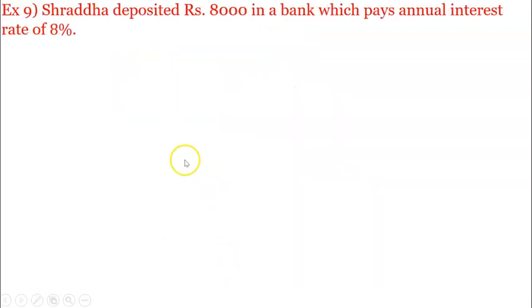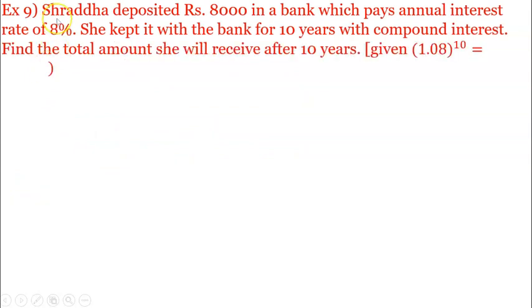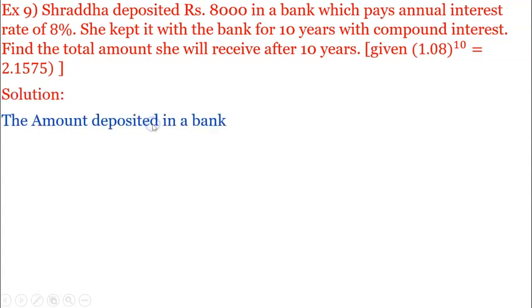Now, next example. Example number 9. Shraddha deposited rupees 8,000 in a bank, which pays annual interest rate of 8%. She kept it with the bank for 10 years with compound interest. Find the total amount she will receive after 10 years. Here the value of (1.08) raised to 10 is equal to 2.1575. Okay, now see this is the solution.